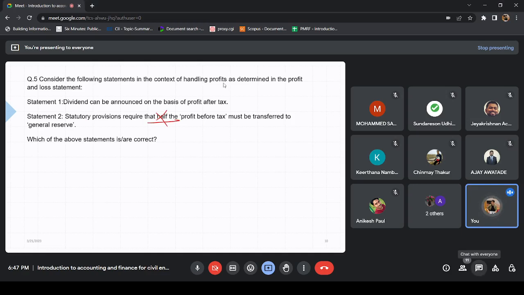Now, dividend can be announced on the basis of profits after tax. Profits after tax, profits before tax, there is some difference, right? So should it be profit after tax or profit before tax? I mean, the gross profits. Profit after tax. Why? I think so. Okay, why so? What made you think that?